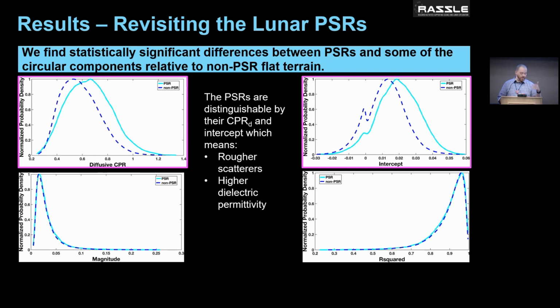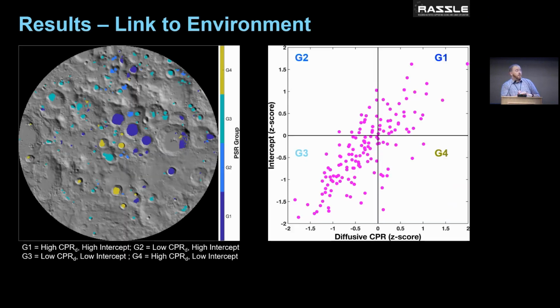Now, I'm not going to stop there because I still have about 4 minutes left. So the next step is, hey, I found two parameters over which the variation is unique for the PSRs. Let me now look over those parameters and see if I can start clustering and untangling a little bit more information. So to do this, I did a very basic type of clustering. So I z-score normalized both the diffusive CPR and the intercept. So now we're looking at variation in terms of standard deviations above the mean value.